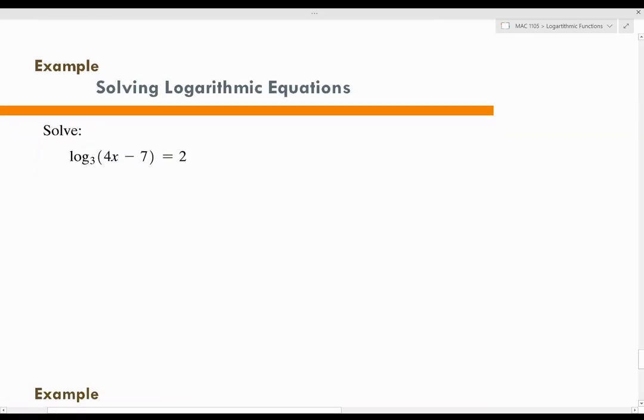All right, let's look at this one. It says solve log base 3 of 4x minus 7 equals 2. The first thing I want you guys to get in the habit of doing is identifying how many logs you have in your problem, because eventually we will get to problems that have more than one. So this particular problem has 1 log. If our problem has 1 log, then our best bet is to convert this to an exponential statement.